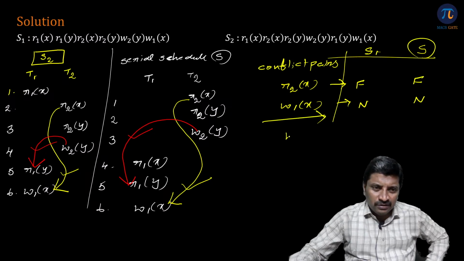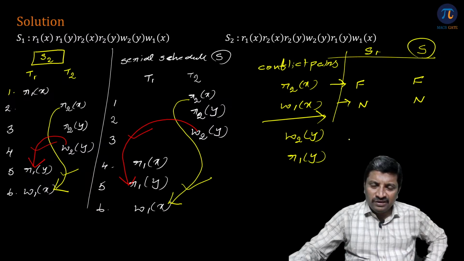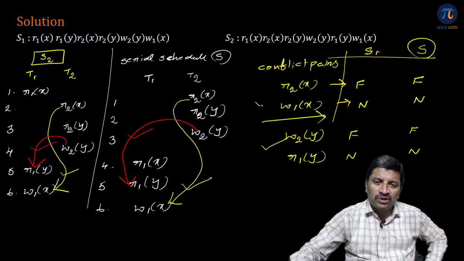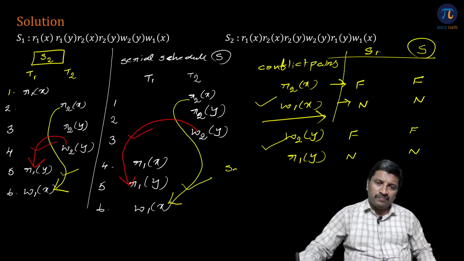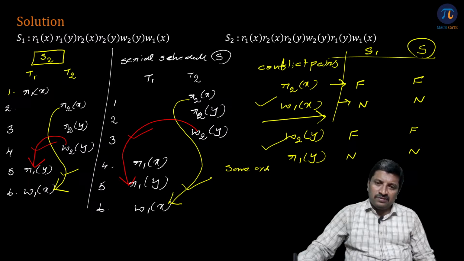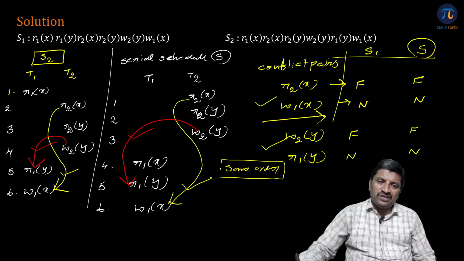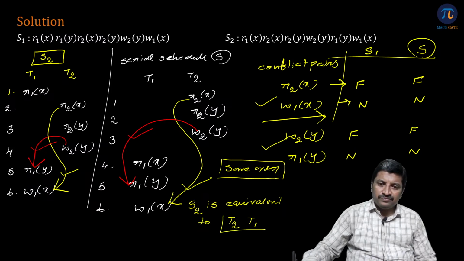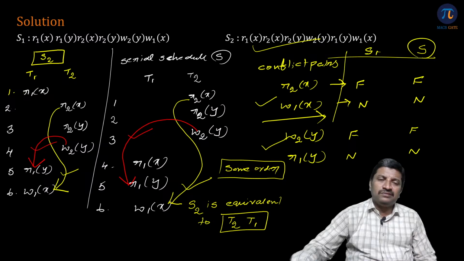What is the second pair? W2 of Y, R1 of Y. In S1, he is the first fellow, he is the next fellow. Even S also, he is the first fellow, he is the next fellow. So both don't have any issue. They are having same order. Since they are having same order, I can say S2 is equivalent to, who is first, sir? T2 followed by T1. So that's why it is conflict serializable.